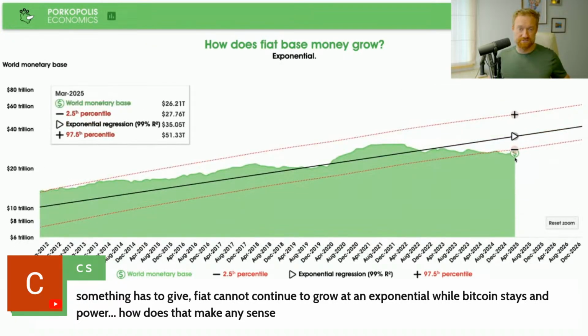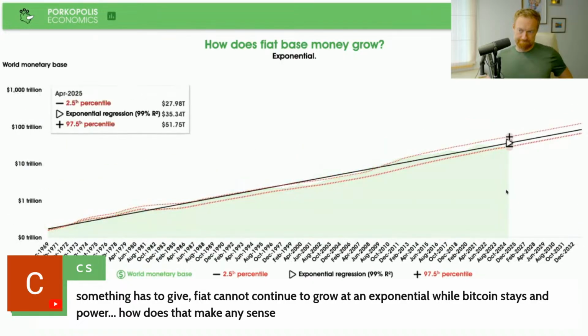This is just the fiat money supply, 26.2 trillion, which is the first quarter number, which I'll publish hopefully by tomorrow. It is in the lower 2.5 percentile move from trend.